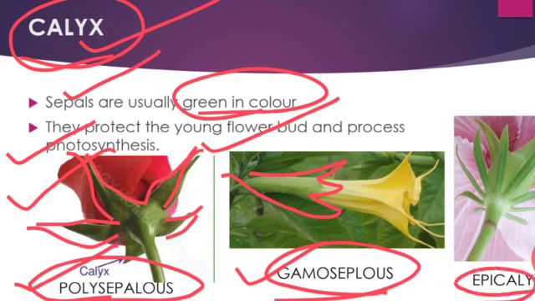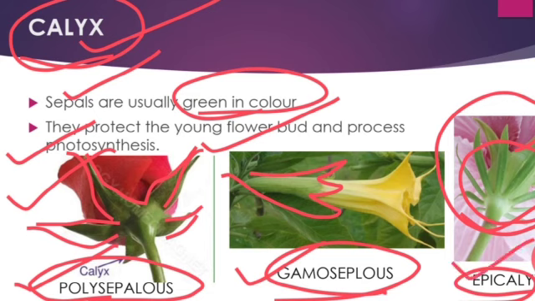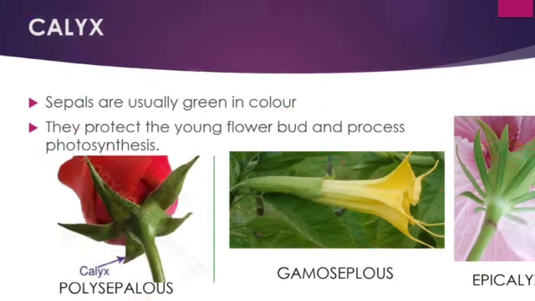Epicalyx means, if you can see the picture, there will be a calyx and one more layer of calyx will be arranged around it. Epi means outer. So one more outer layer of calyx is present around the primary calyx. That is the meaning of epicalyx. Okay, got the terms? Polysepalous, gamosepalous, and epicalyx.